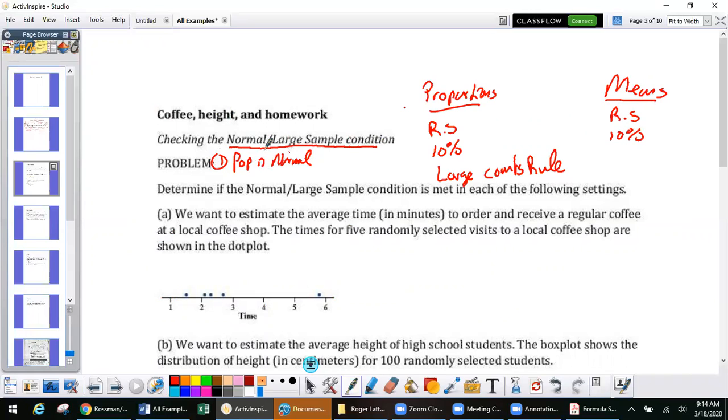Okay, and we can determine that either if they tell us or if we graph the data. And that's what's going to be new here. We're going to be able to graph the data. Or n is at least 30. So those are my 2 conditions, okay? Now, when I graph the data, we want to make sure that there's no strong skewness or outliers. All right, so let's go ahead and take a look.